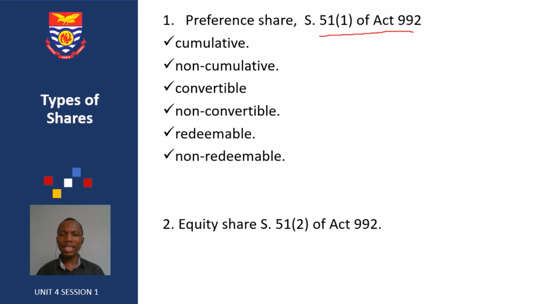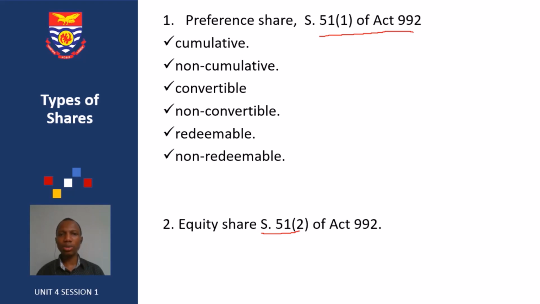Now, any other share that is not a preference share is an equity share. Section 51, subsection 2 defines equity shares as any shares that are not preference shares. So it means that when all the preference shareholders have been paid, the remaining balance will go to the equity shareholders. For them, they don't have limits, provided that when all the necessary payments have been made, there is enough balance or enough income to be shared to them as dividend.